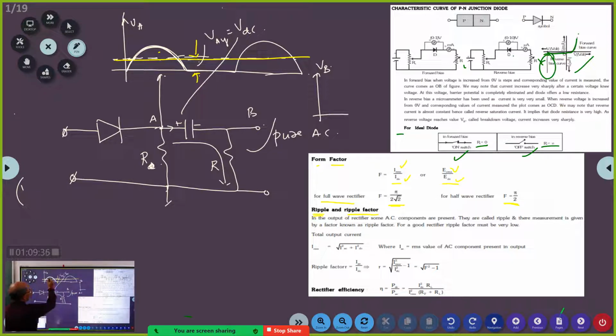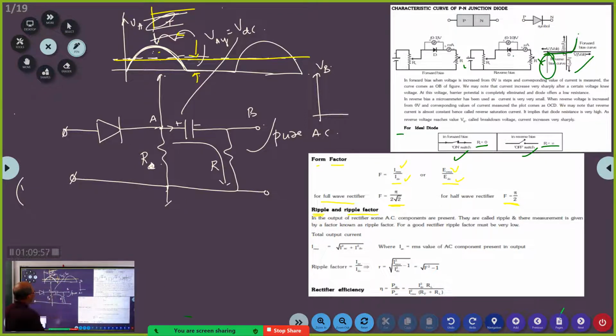So this waveform that you see is a combination of two signals. What is the combination of two signals? One signal is this, plus another signal. What is the other signal? The other signal will be like this.